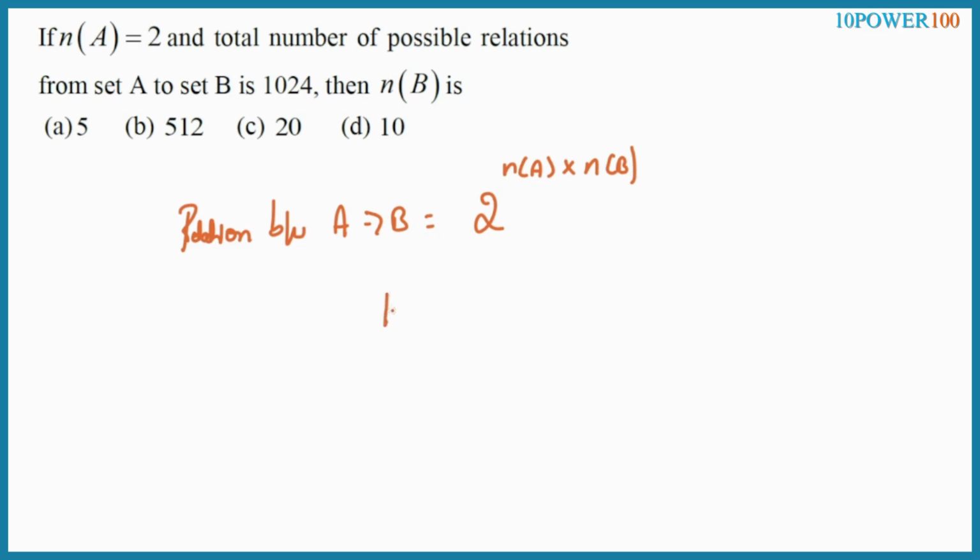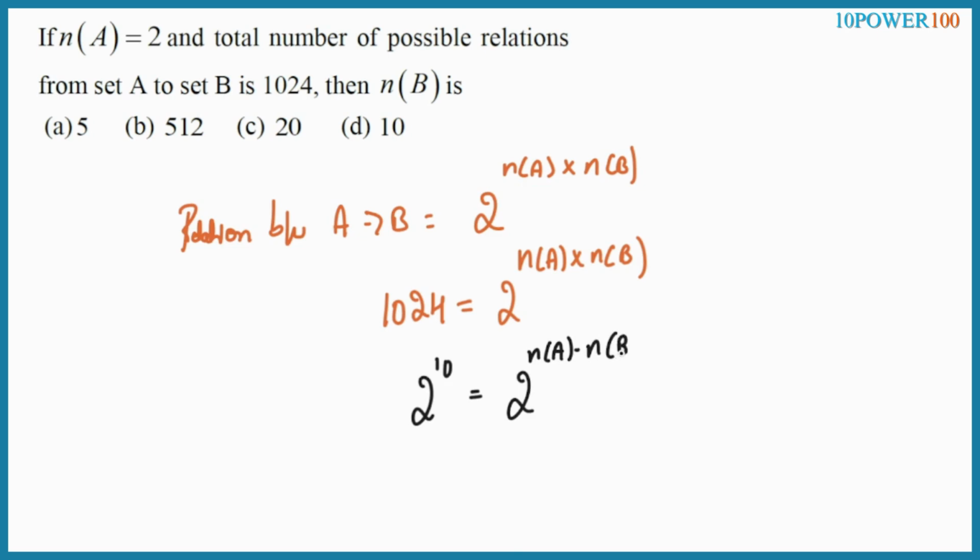Here the number of relations between them is given, so it is 1024. 1024 is equal to 2 power n(A) into n(B). Okay, so now 1024 can be taken as 2 power 10. 2 power 10 is equal to 2 power n(A) into n(B). So now we can equate the powers, right? When the bases are the same, we can equate the powers. I will take n(A) into n(B) is equal to 10.